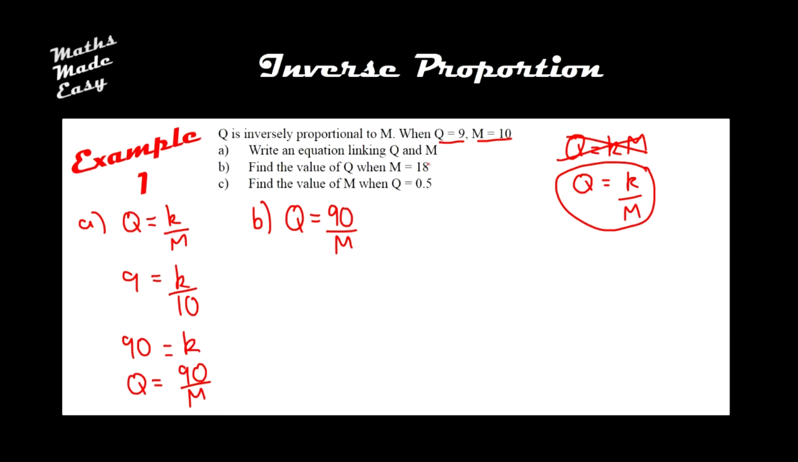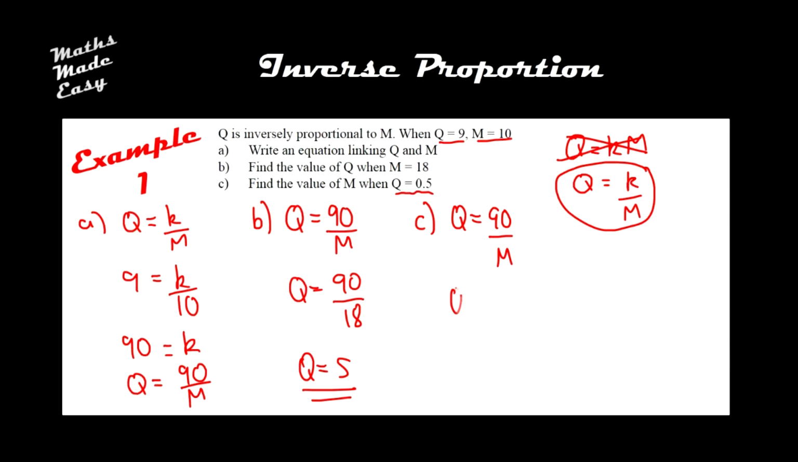Substitute in the value you know, so I'm told that M is 18, in which case Q equals 90 divide 18, and 90 divide 18 is 5. So part B, Q is 5. Part C, now this time we're told Q rather than M, so I substitute into my formula once again, so 90 over M, but I substitute Q. So I've got 0.5 for Q, that equals 90 divided by M.